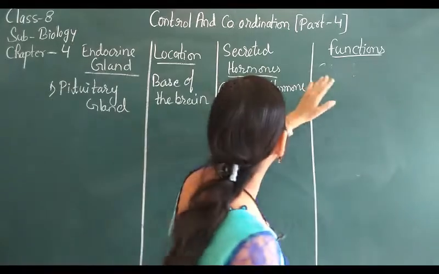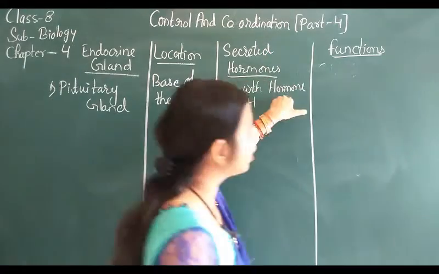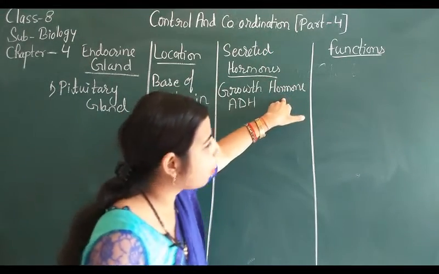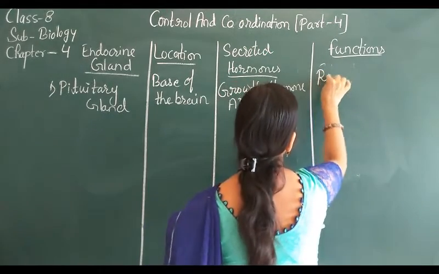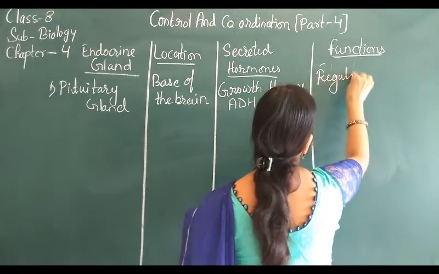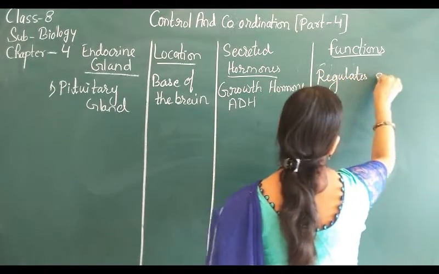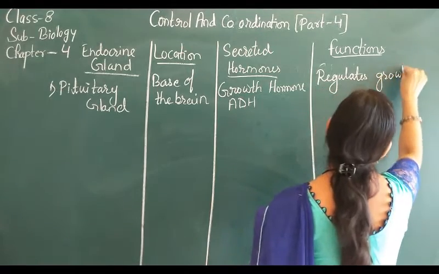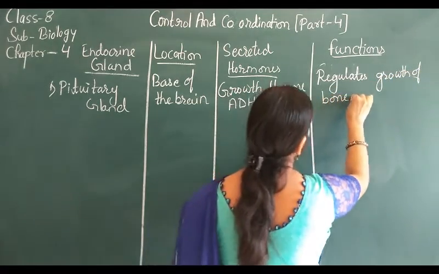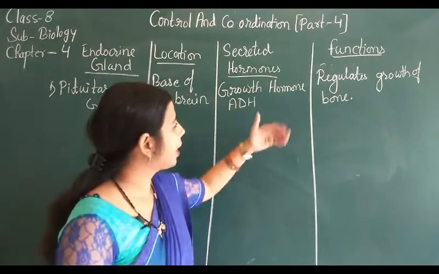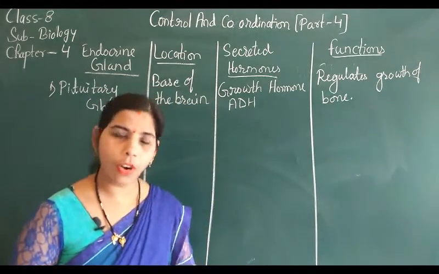Now the function: because the hormone secreted by the pituitary gland is growth hormone, it regulates the growth of bone. It also regulates the thyroid gland to secrete its hormone.